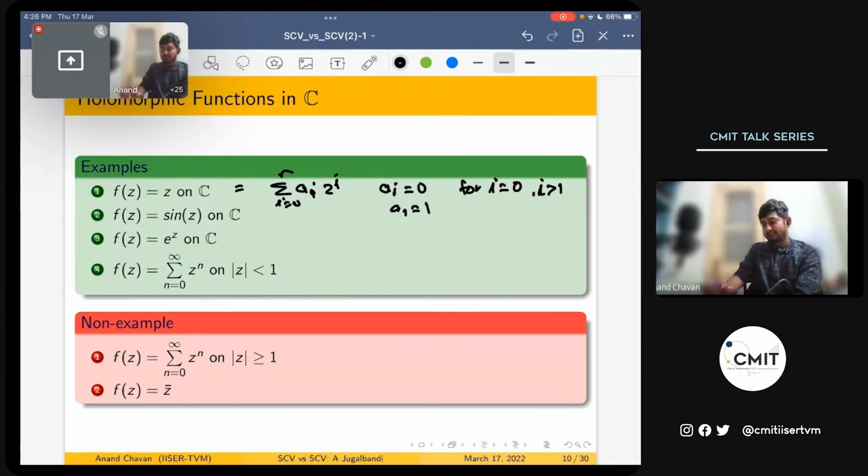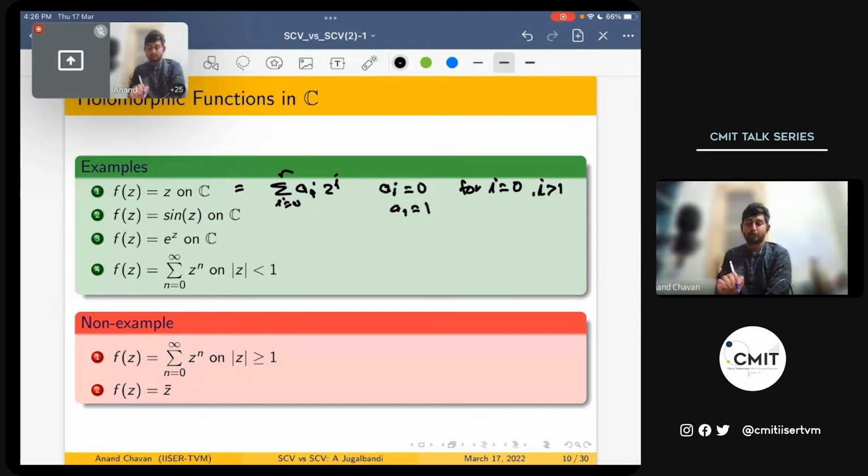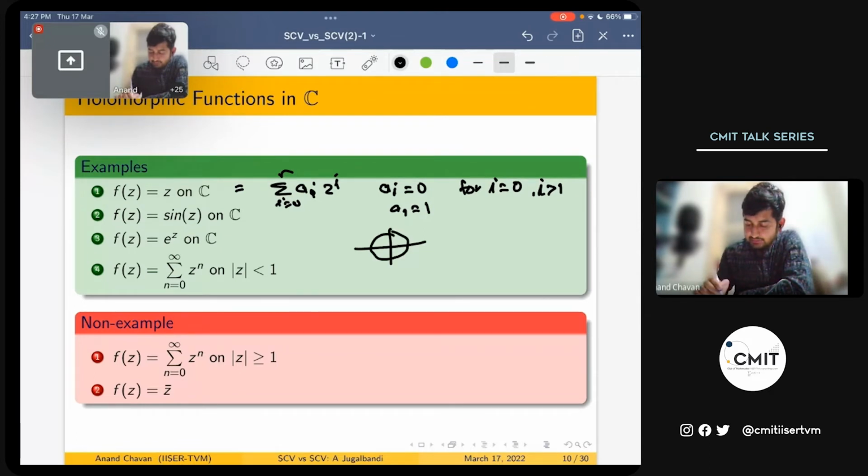Now consider sin z. As you have seen in real variable analysis, sin x has a series expansion. Just replacing x with a complex variable will do our job. So sin z has a power series expansion, and hence it's holomorphic. Again, e to the z has a power series expansion. Similarly, now consider the fourth example, summation n equal to 0 to infinity z^n. This is a power series expansion, but this function is holomorphic only on mod z less than 1. So it's holomorphic only inside the unit disk, not on the unit disk, not outside the unit disk, but inside the unit disk.